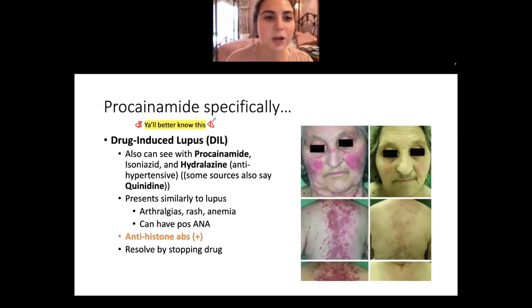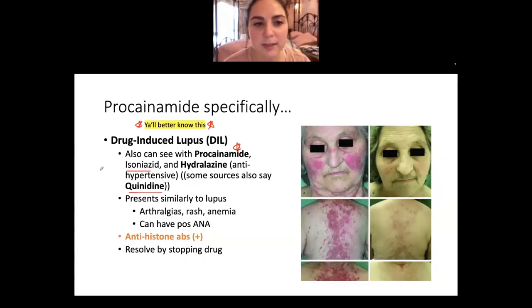But wanted to talk about drug-induced lupus. I don't know if I told you guys this, but you need to know drug-induced lupus for your exam. Procainamide is a class 1A, and it can cause drug-induced lupus. Some sources also say quinidine can do this. Just keep an eye out on it. Procainamide 100% does it. Quinidine might or might not.